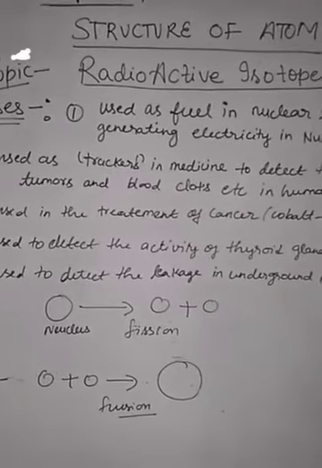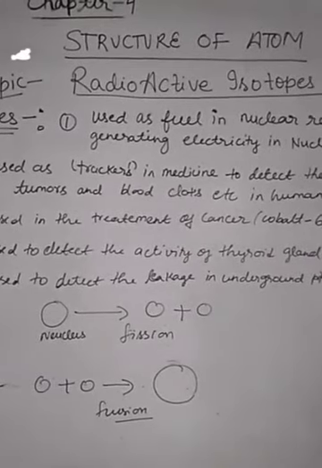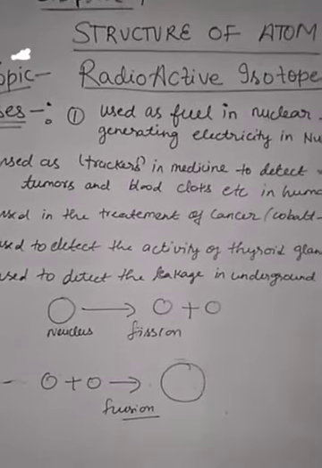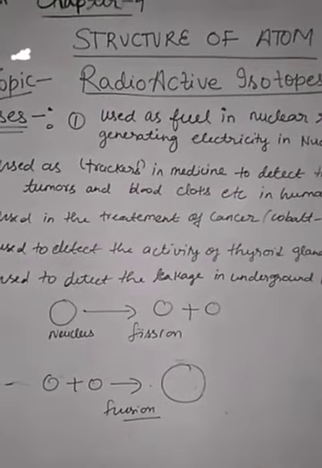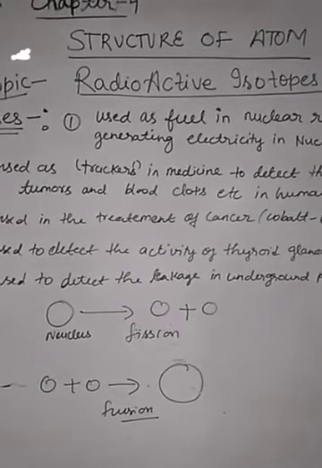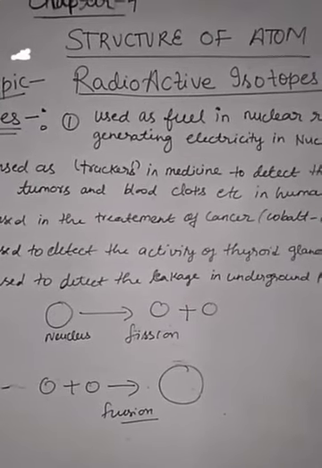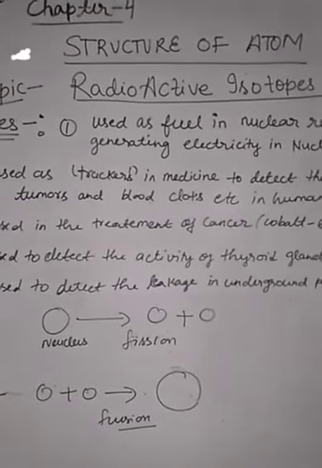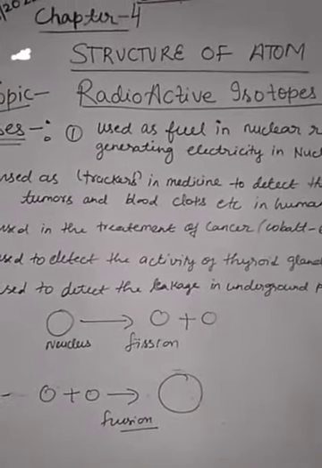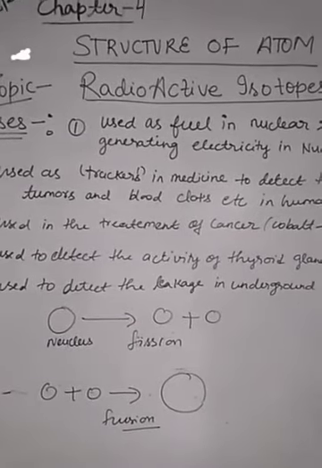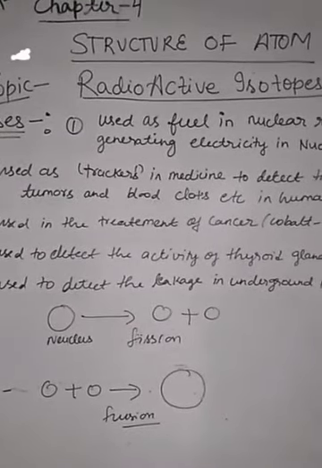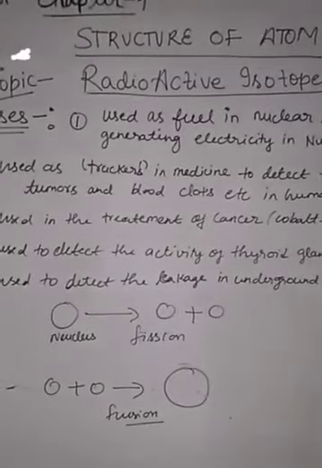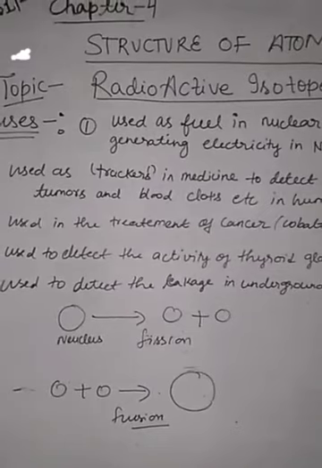Radioactive isotopes are used as a tracer in medicine to detect the presence of tumors and blood clots in the human body, which is done as follows: a small amount of low activity radioactive compound, which is called a tracer, is either injected into the body of a person or given orally. Orally, you can say that through the mouth. This radioactive compound moves through the body and accumulates in the area of tumors and blood clots.